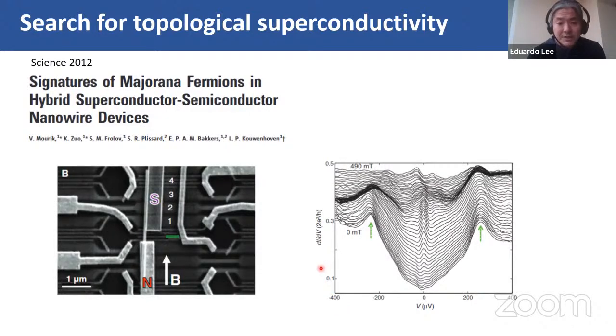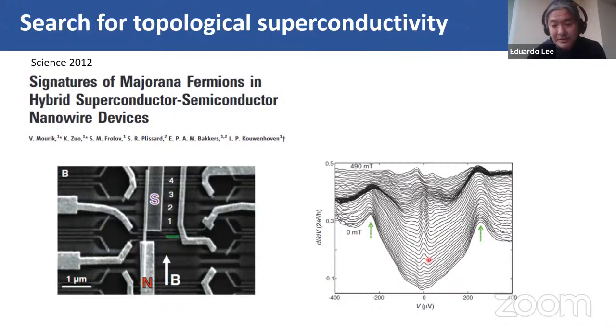So over here, this again is the first experimental result where signatures of Majorana modes were published, and essentially by applying a magnetic field in this hybrid superconductor-semiconductor device, a zero bias peak was observed, and this was taken as an indication of the demonstration of Majorana zero modes.